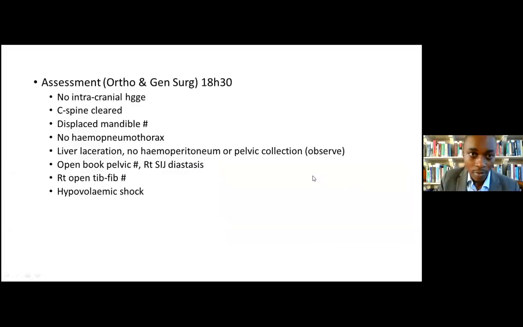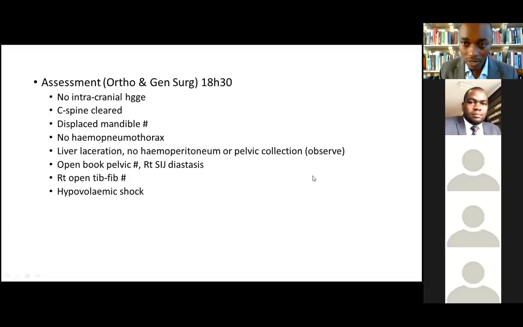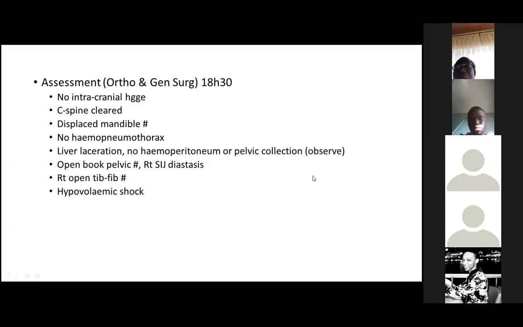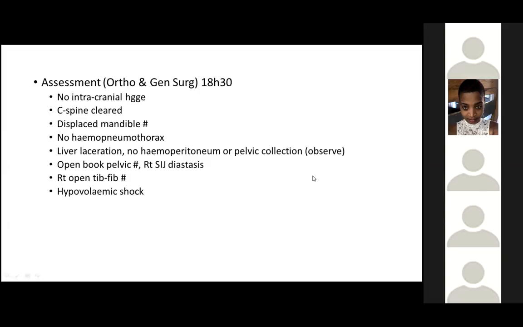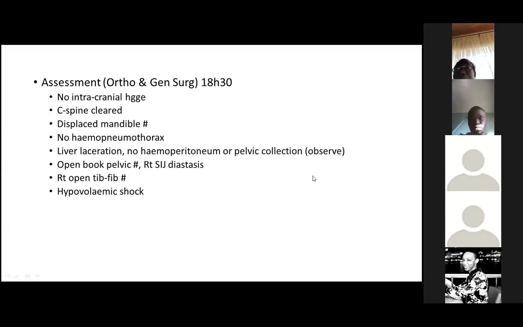So joint assessment by Ortho and GenSurg in the later part of the day, the patient was noted not to have an intracranial hemorrhage. We cleared the C-spine. The patient has had a displaced mandible fracture. We ruled out a hemopneumothorax. The liver laceration was to be observed, and there was no hemoperitoneum. The patient had an open book pelvic fracture with right SI joint diastasis, and again the open tibia fracture and the ongoing hypovolemic shock.